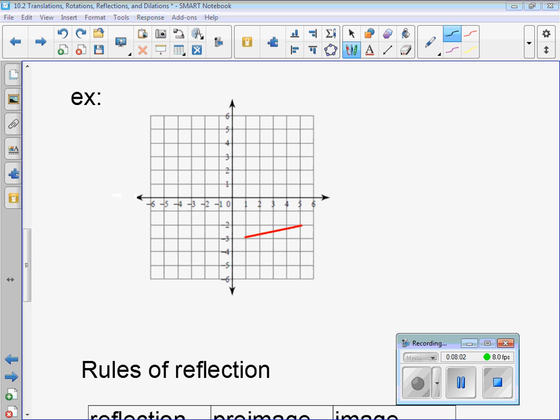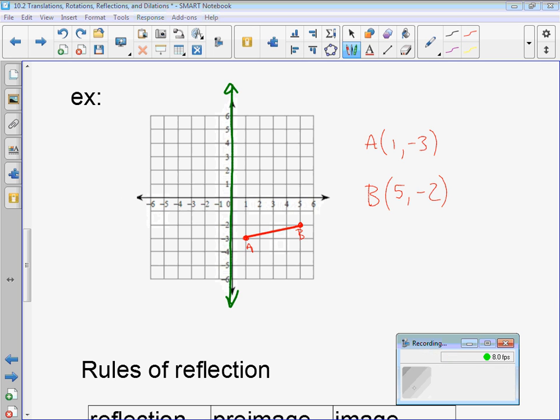Let's look at a couple others. I'm just going to rattle through these pretty quickly. I'm going to put it on pause and ask you to think them through. I would draw them and think them through on your own. Here we go. Okay, so there's our vertical line. This would be x equals 0. Okay, let's go ahead and see if you can reflect AB across that line.